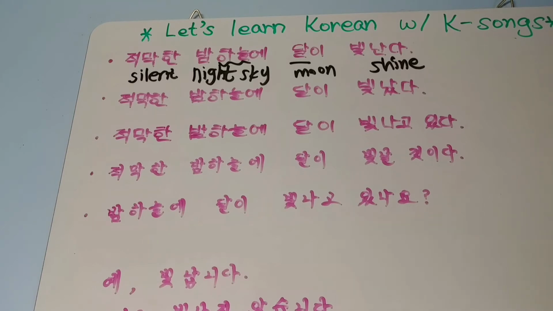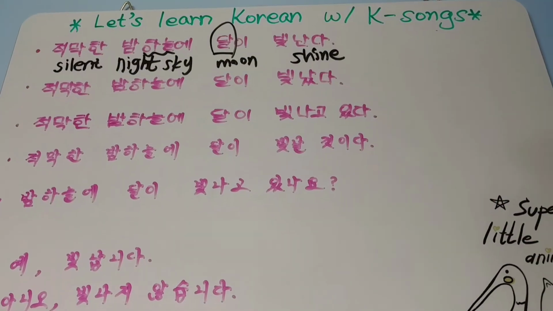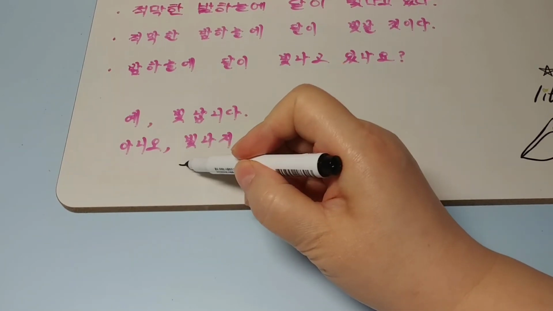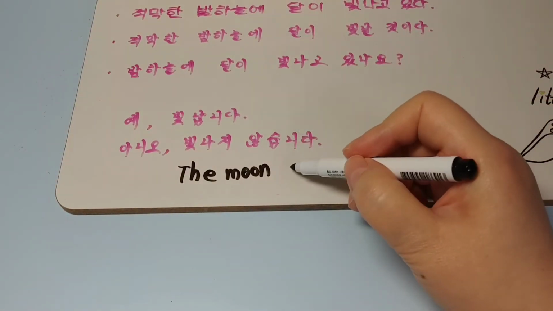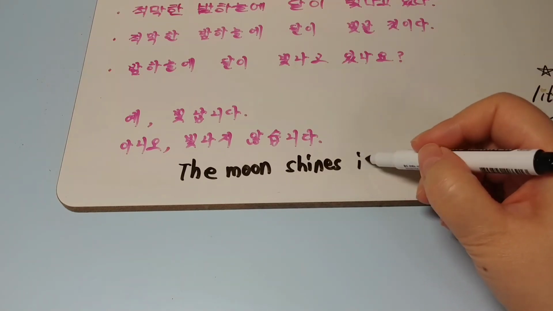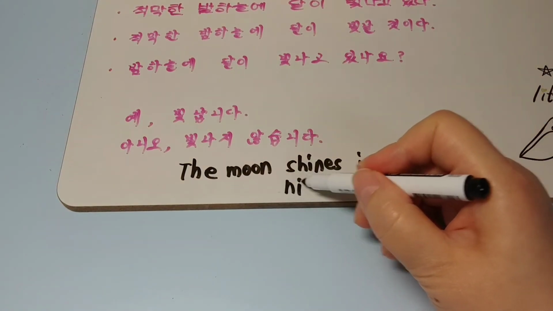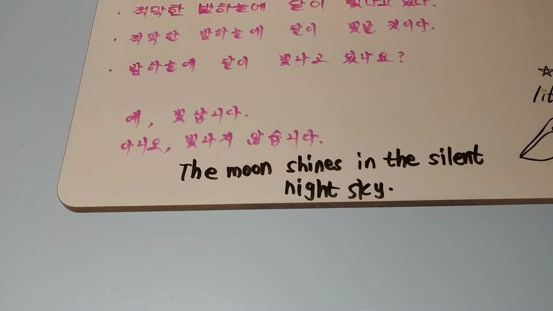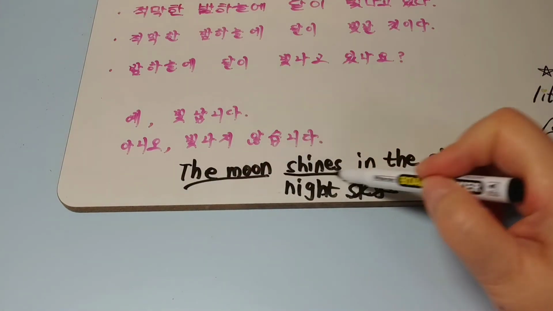Then, let's make a perfect sentence. First, the subject is the moon. 달, the moon. 빛난다, verb, shines. When, where, in the silent night sky. The moon shines in the silent night sky. 적막한 밤하늘에 달이 빛난다.